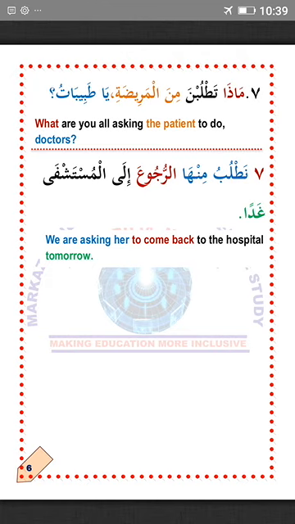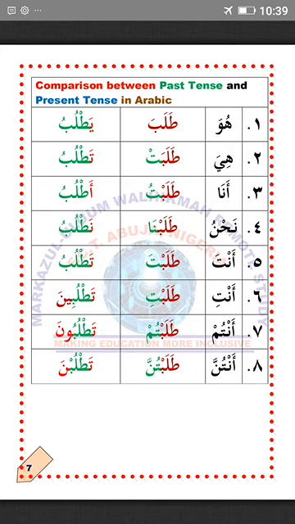نطلب منها الرجوع إلى المستشفى. We are asking her to come back to the hospital. غدا, tomorrow. لعلك فهمت. I hope you understand. ما شاء الله. Now the comparison between madin, past tense, and mudari'un, present tense in Arabic.